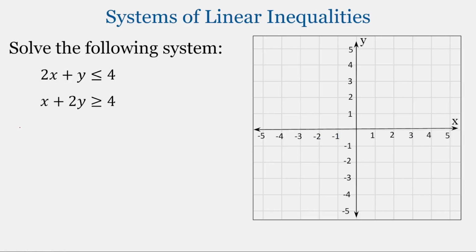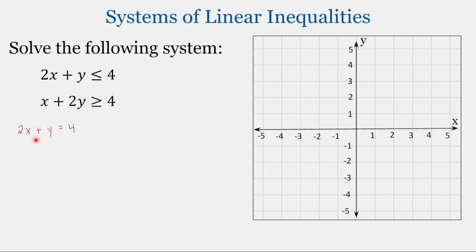To graph this first inequality, the first thing I do is write the boundary line. So I'm going to rewrite the inequality as an equation, 2x plus y equal to 4. And now we're going to graph this line. Again, this is written in standard form. When I have an equation written in standard form, my go-to methods for graphing are to either convert it to slope-intercept form or to find the x and y intercepts.